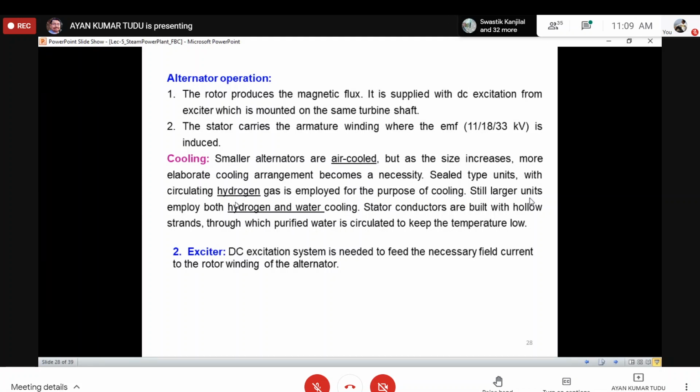And the excitation system that I was talking about, here again it is written, is needed to feed the necessary field current to the rotor winding of the alternator. And please remember the excitation system is of two types: the main exciter and the pilot exciter. Nowadays we also use thyristorized full wave bridge rectifiers, which are employed as static exciters instead of these main and pilot exciters.